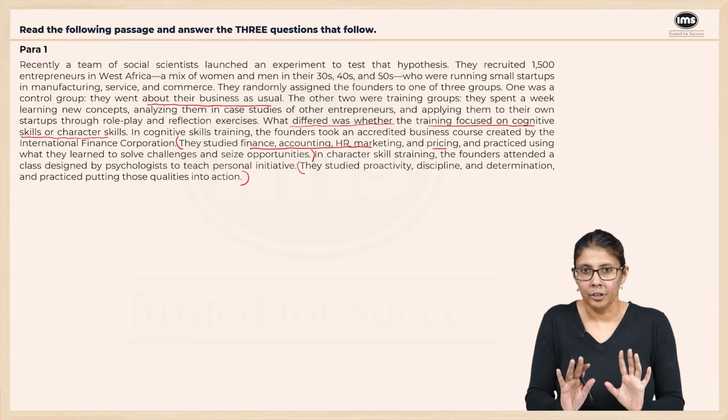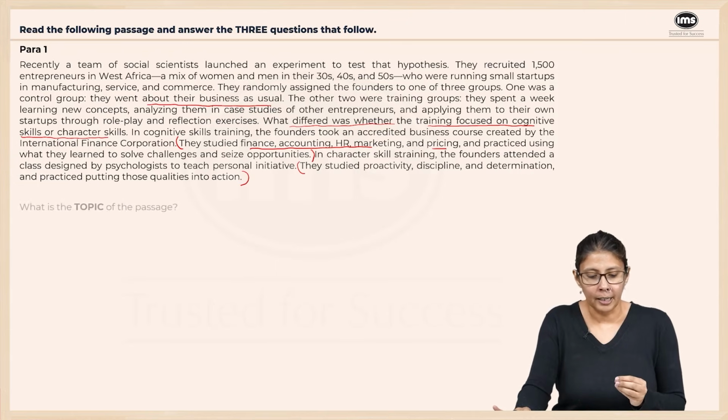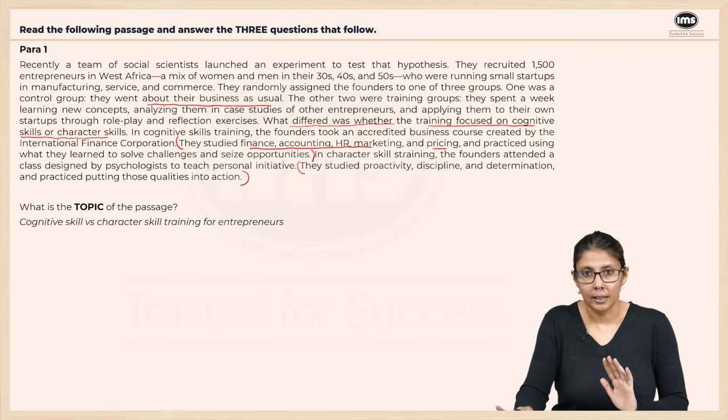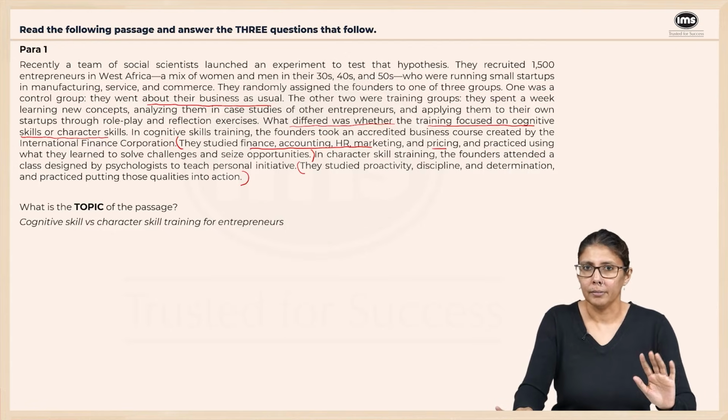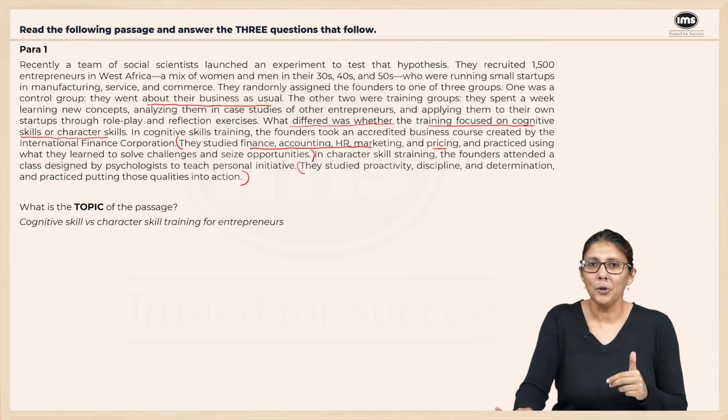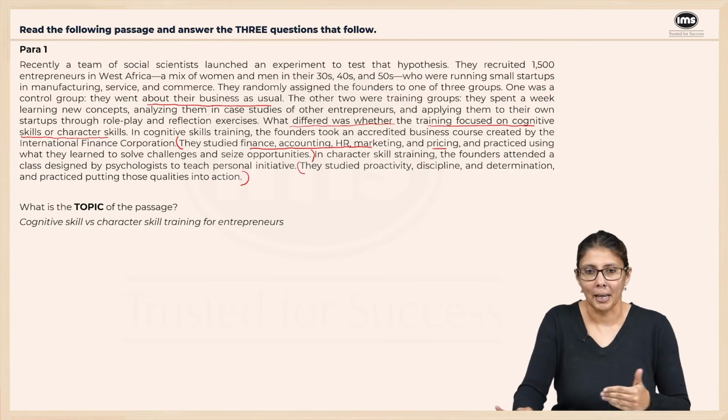An experiment was designed. The purpose of that experiment was to check the impact of cognitive skill versus character skill training for entrepreneurs. And after that, it tells us that this experiment happened. That's it. So here we don't know the results of the experiment, although I can guess what the results might be, but still let's wait until we read the rest of the paragraph.